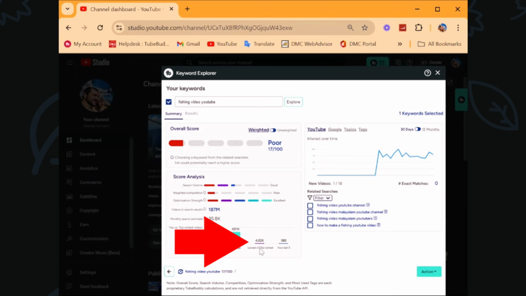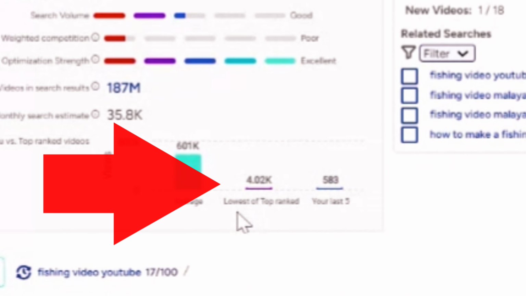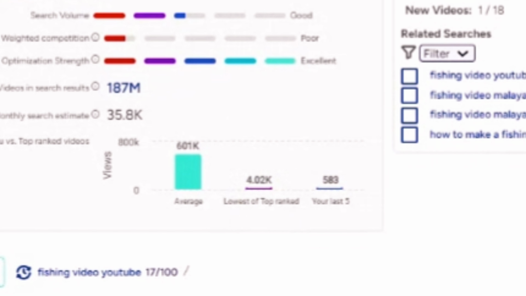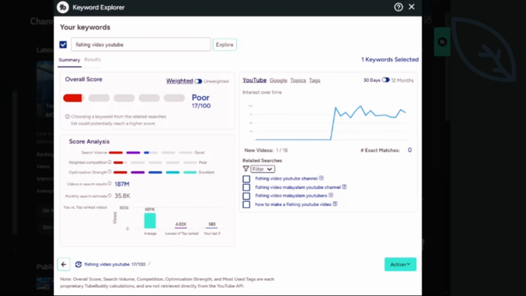The next bit of information right here is the lowest of the top ranked. So what that means, of all of the videos that actually rank in search for this term, the video with the lowest amount of views has 4,000 views. That is a barrier for entry. It lets us know how many views we need to expect to be able to get in order to bump our way into the ranks for search for this term.